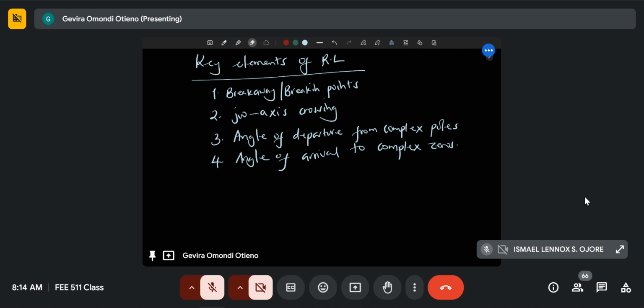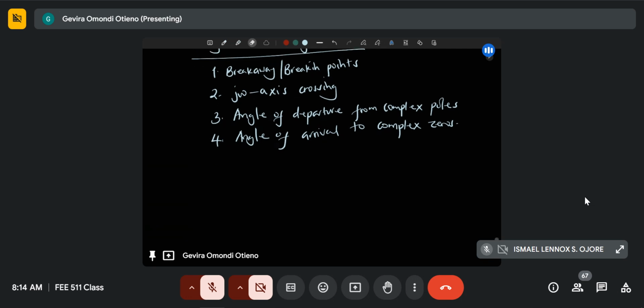You have information in your notes that shows you how to calculate each of these points. So for example, let's start with the breakaway point. This is for illustration purposes only, but I expect that you read your notes. If you don't understand, then you can always ask. So, breakaway or even break-in points.